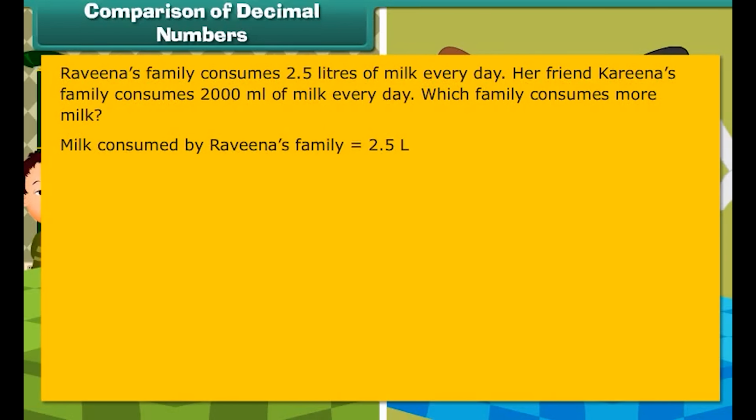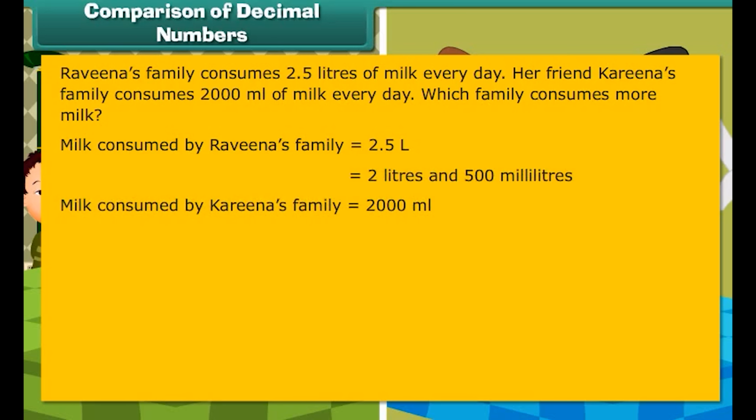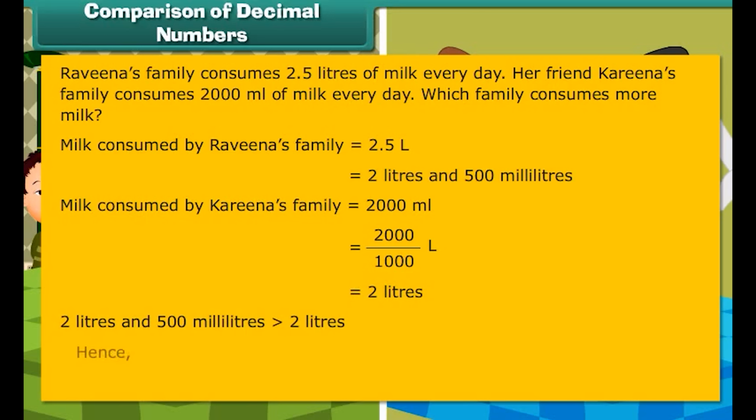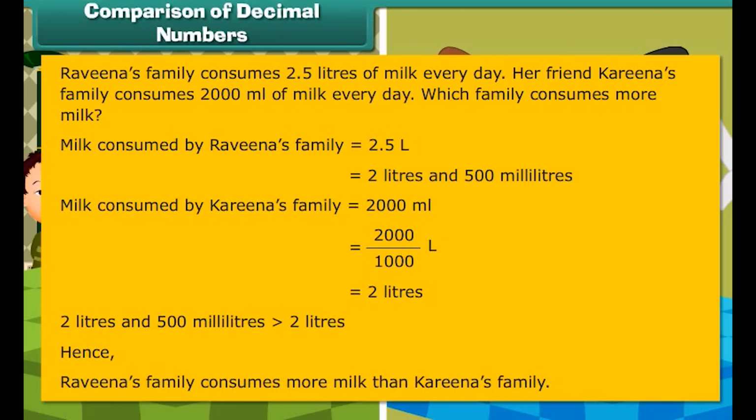Milk consumed by Ravina's family is equal to 2.5 liters. That is equal to 2 liters and 500 milliliters. Milk consumed by Karina's family is equal to 2000 milliliters. That is equal to 2000 by 1000 liters. That is equal to 2 liters. 2 liters and 500 milliliters is greater than 2 liters. Hence, Ravina's family consumes more milk than Karina's family.